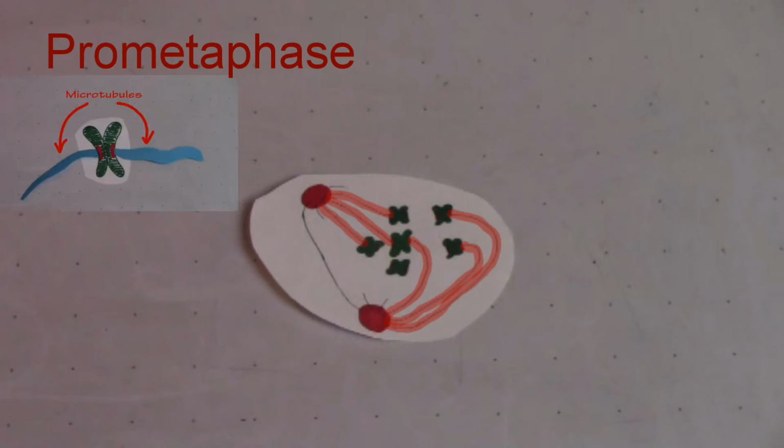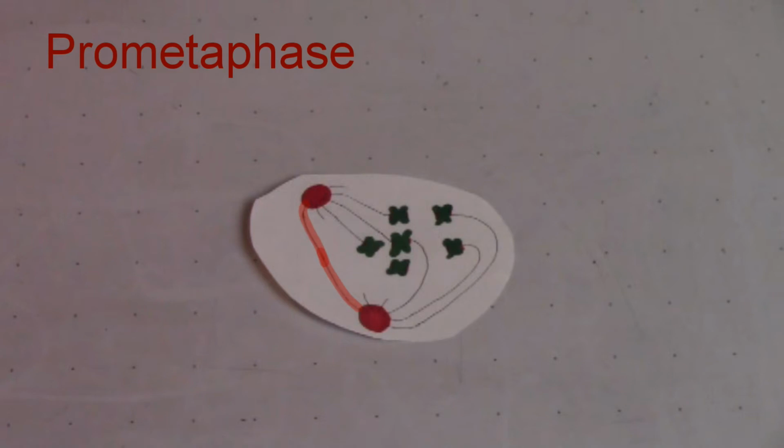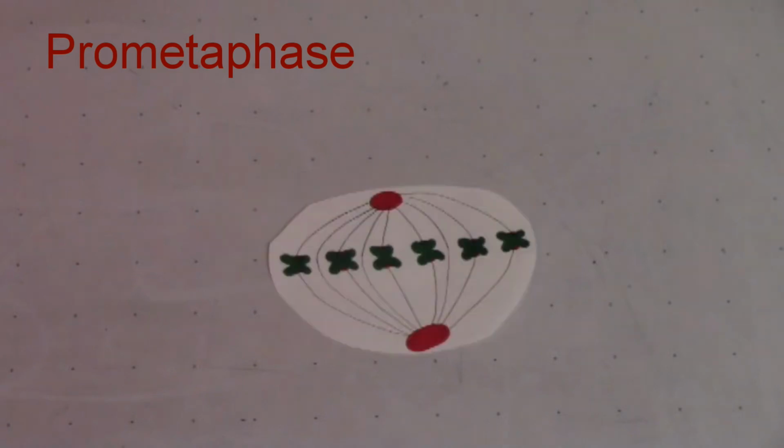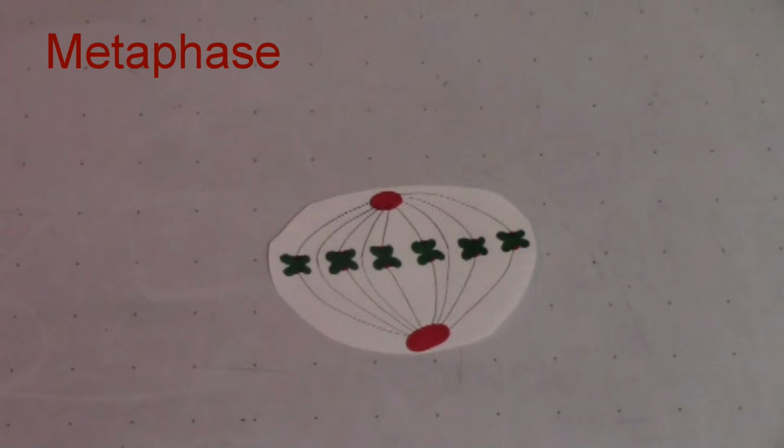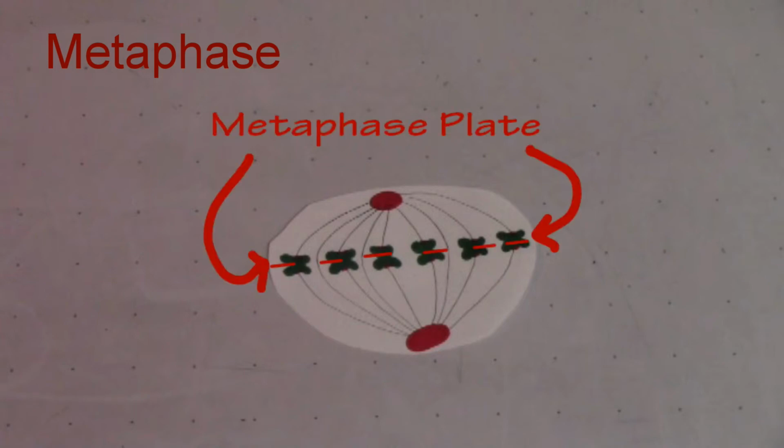Remember that terminology? The microtubules that don't connect to the kinetochore overlap with the opposite microtubules. Now after prometaphase is metaphase. The centrosomes are finally at the opposite poles. The chromosomes that are attached to the microtubules are now lined up in a single file line along what we call the metaphase plate.